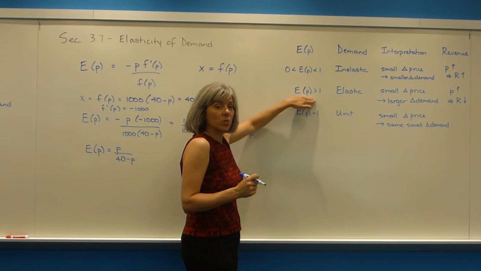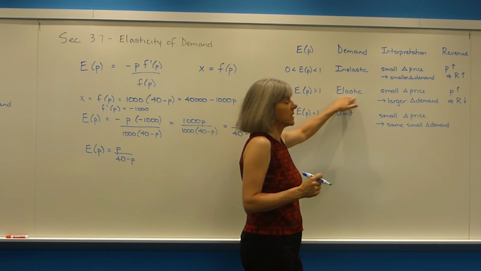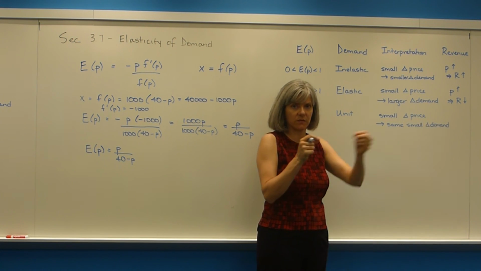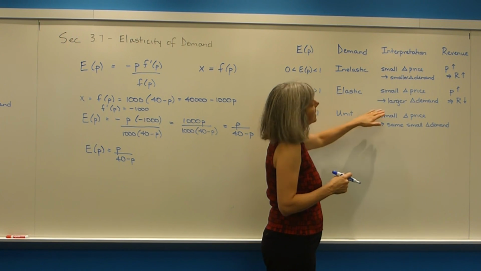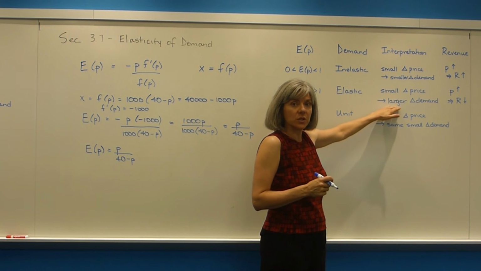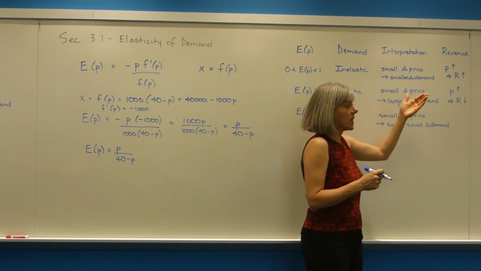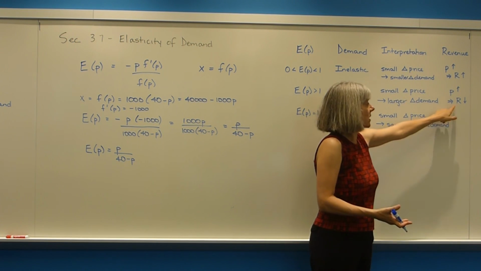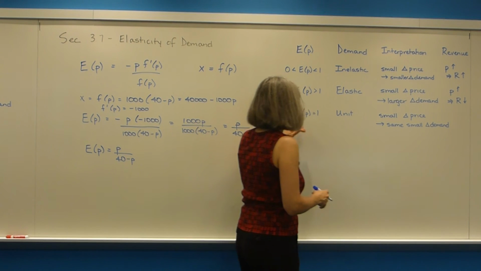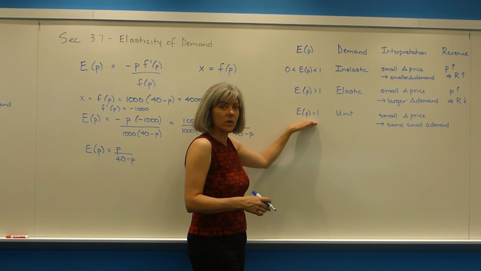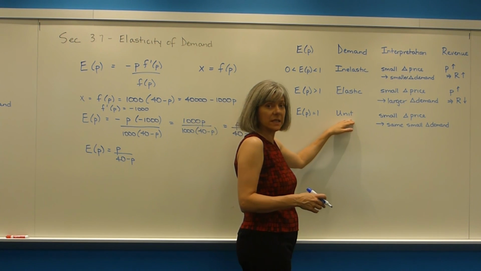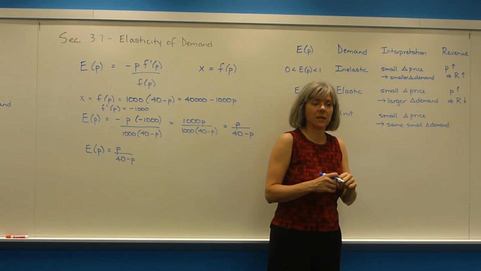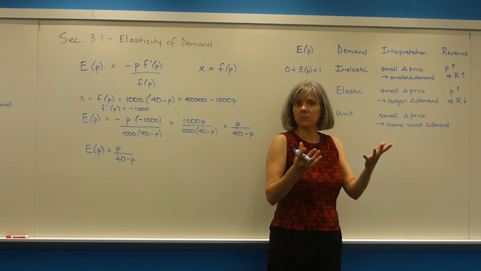If E of p is greater than 1, we call that elastic. A small change in price is a much bigger change in demand. So small, big, I guess that's where elastic comes from. That means the price goes up, but because the demand has dropped more than the price increased, our revenue goes down. And then lastly, every once in a while you'll hit the point where you're exactly equal to 1. We call that unit elasticity. A small change in price is the exact same small change in demand, which means nothing's happening, right?